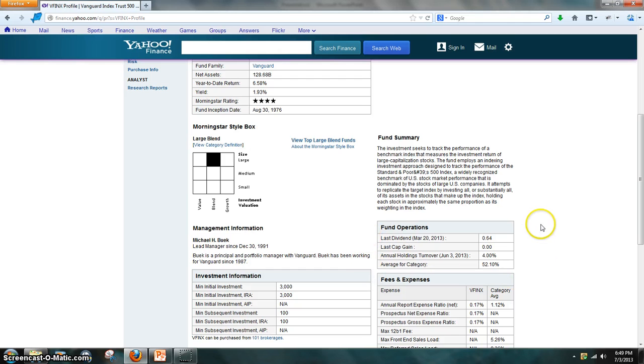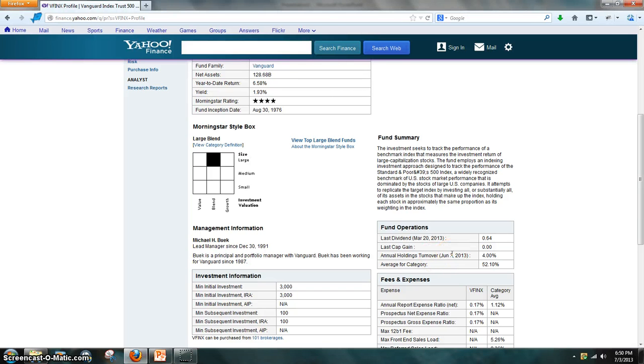Section 6 is fund operations. All right, so there's 4 categories here. It says last dividend was paid on March 20th, 2013 for 64 cents a share. They're currently not showing any information for the last capital gain that was paid. The annual holdings turnover as of June 3rd, 2013, so just about a month ago.